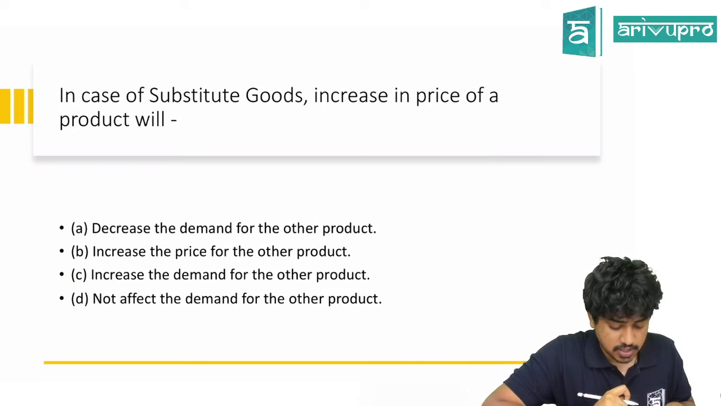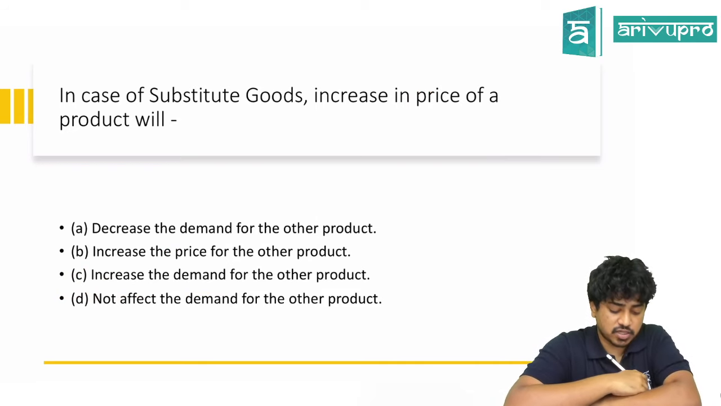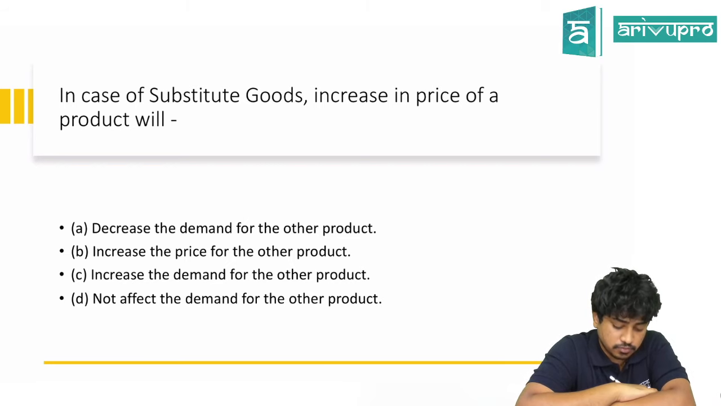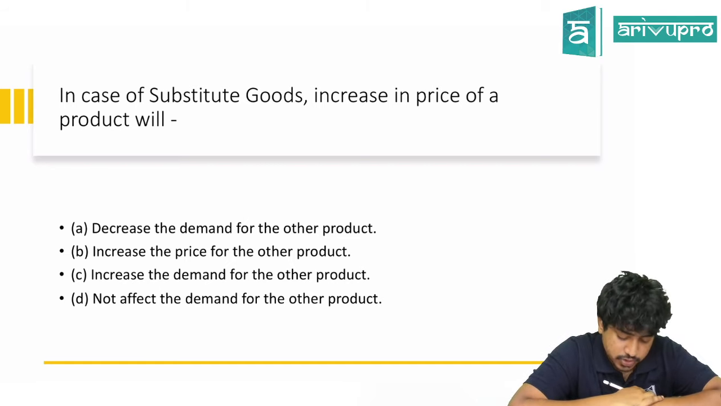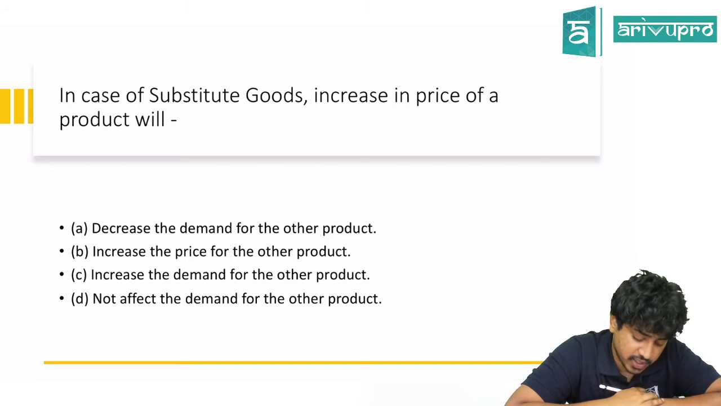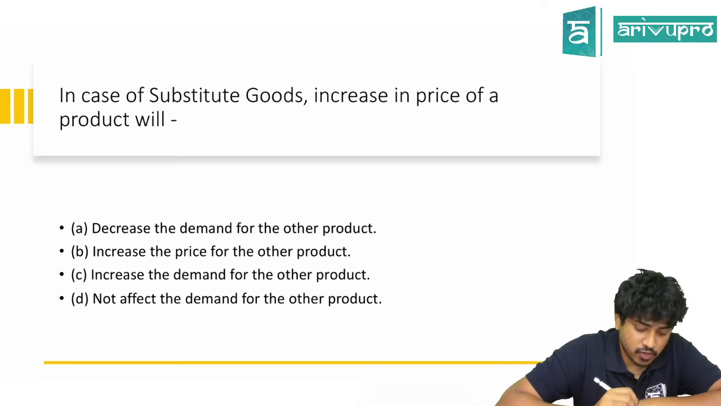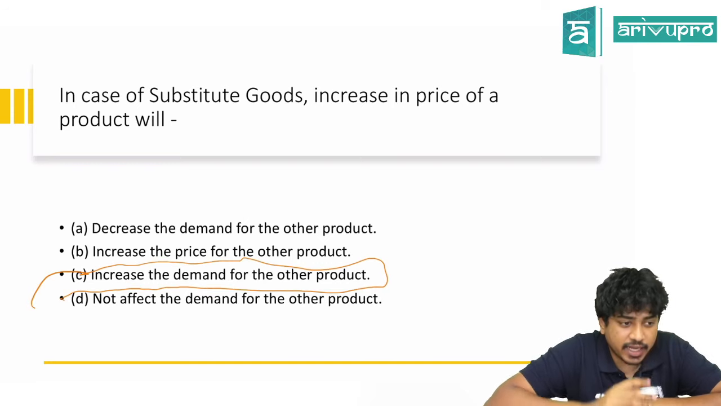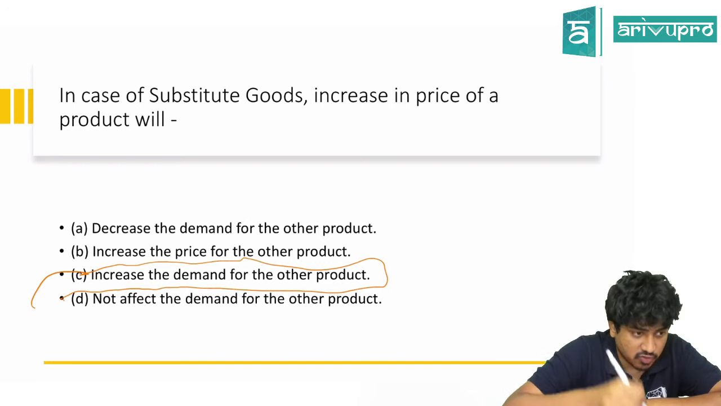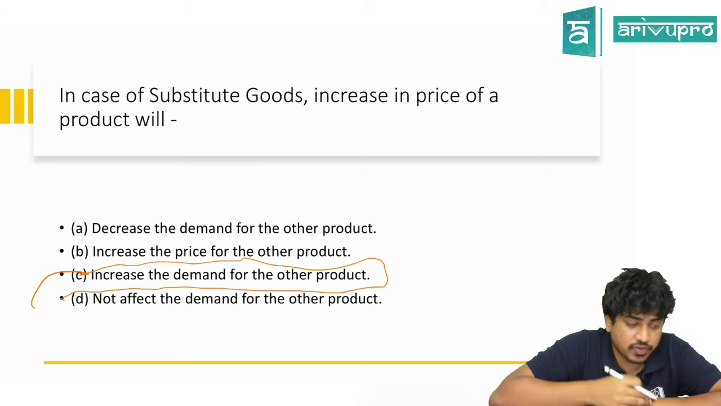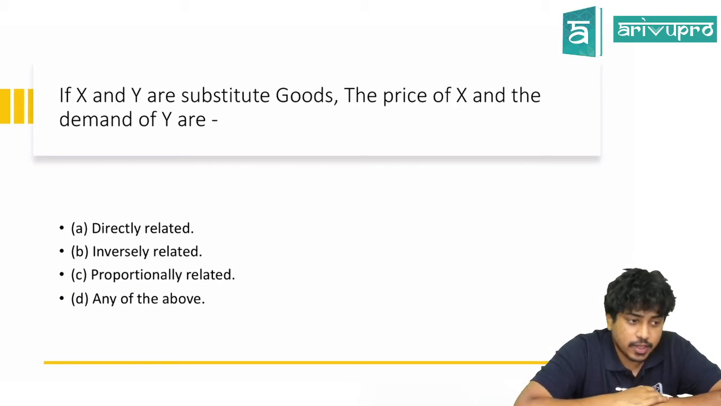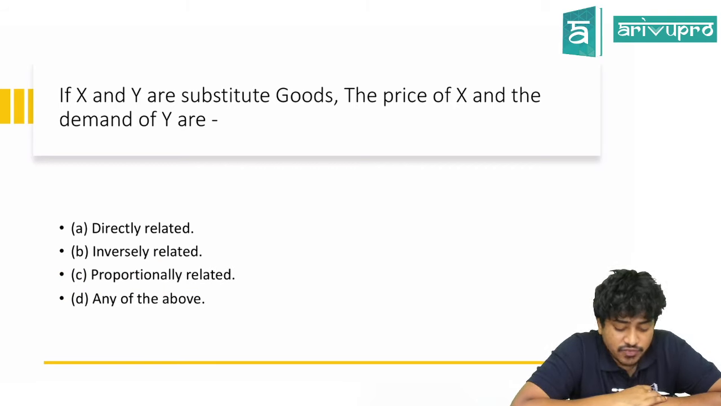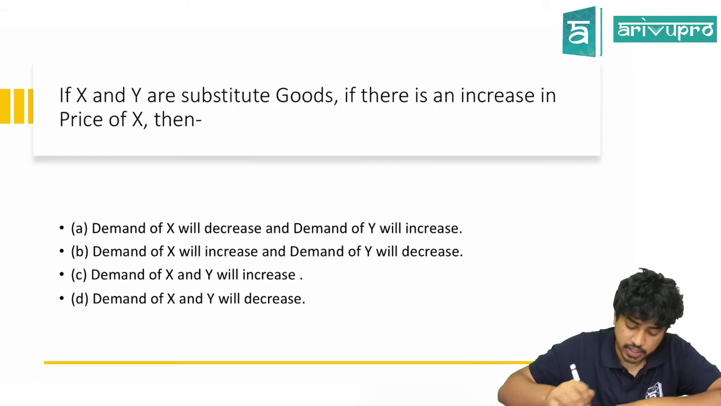Yes, can we read this? In case of substitute goods, increase in price of a product will? Will increase the demand for the other good. Right? Direct relationship. Increase in price of a product will lead to increase in demand of the other good. If X and Y are substitute goods, price of X and demand of Y are directly related, okay.